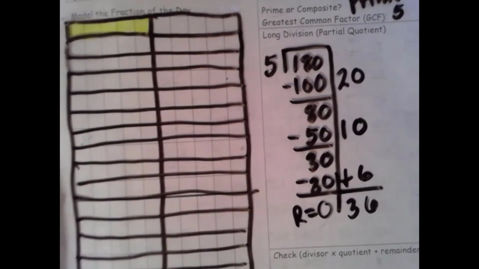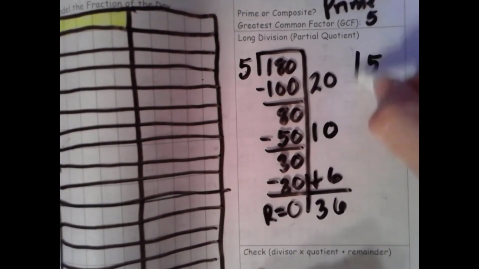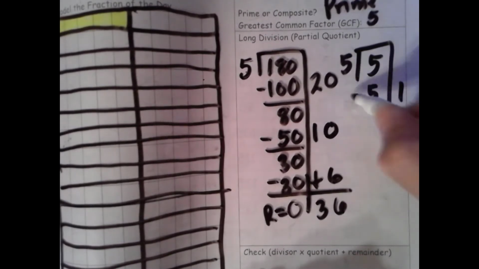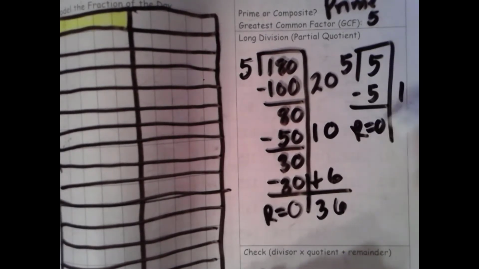Okay, so numbers the same, zero's a game. We have our remainder of 0. We're going to add up our partial quotients. 0 plus 0 plus 6. 20 plus 10. I get 36. Okay, and then we do our numerator. 5 divided by 5. Well, 5 times 1 is 5. Number's the same, 0's the game. And we get 1.